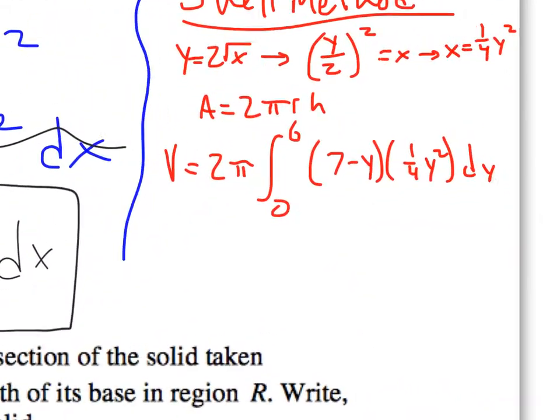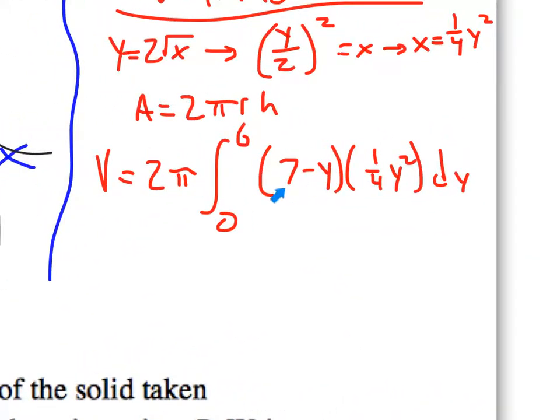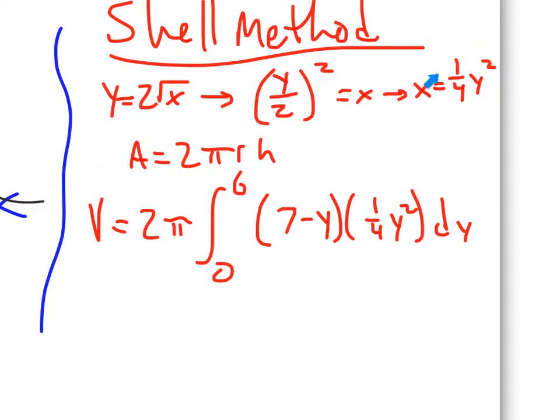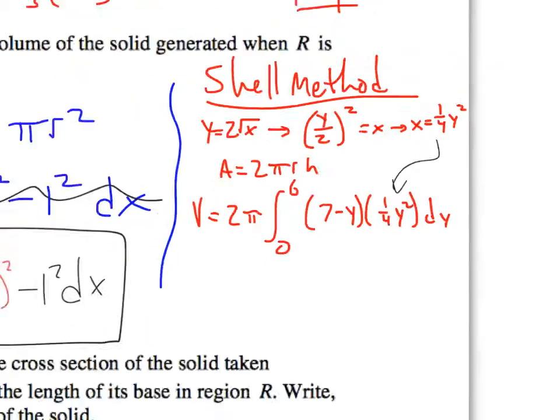Let's see if we did this one. All right, we did. 7 minus y, that's the radius. And the height would be this function. When you solve it for x, you get this function here, and that is going to give us the height. And so there's our other possible function. The AP graders would be fine with either of those.